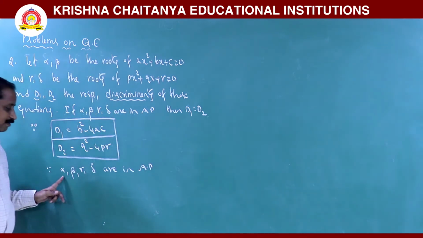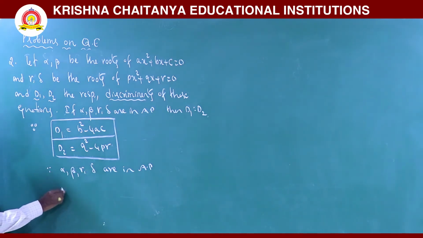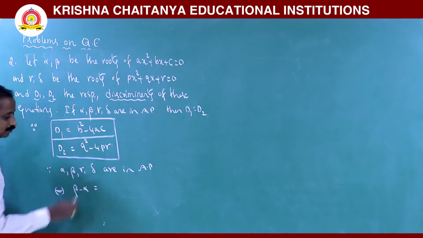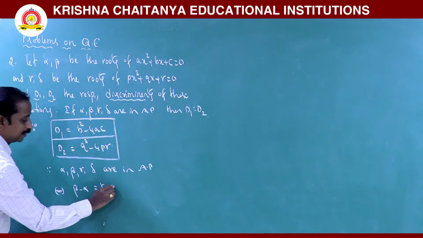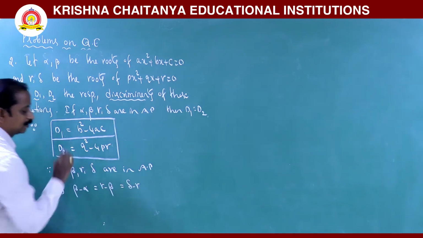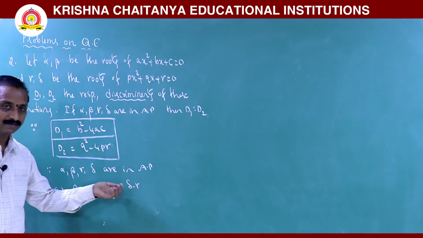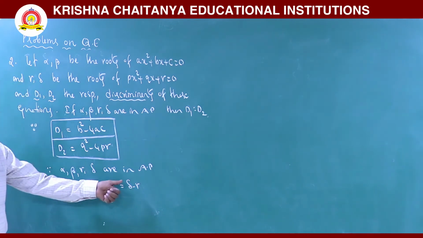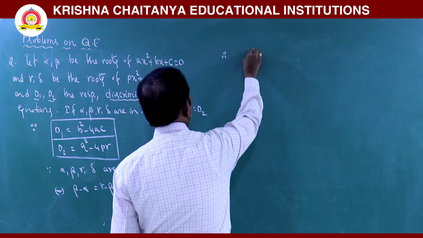If you consider this as A1, A2, A3, A4, then A2 minus A1, that means beta minus alpha, is equal to A3 minus A2, which is gamma minus beta, which is equal to A4 minus A3, nothing but delta minus gamma. So indirectly it is in the form x is equal to y is equal to z. So I can consider either x is equal to y, or y is equal to z, or x is equal to z. For our convenience, let us consider beta minus alpha.